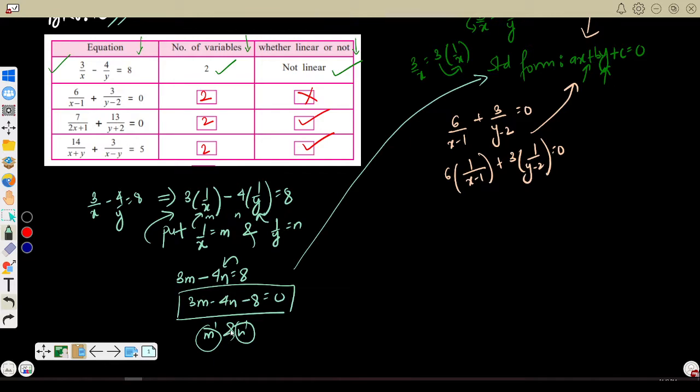So if you want to find the solution, using the values of m and n, you will find the values of x and y. We'll look into this in the later part. Before moving on with the exercise, I'll take another example.